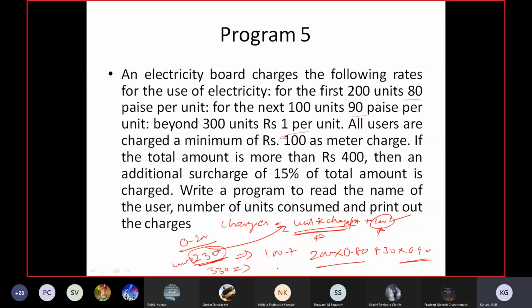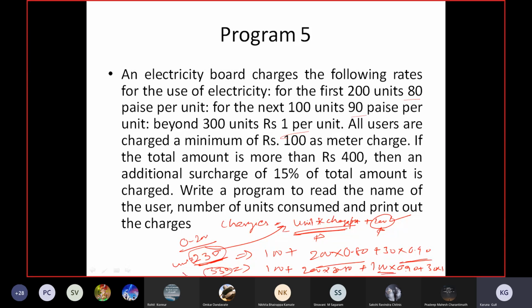If it is more than 300, let's assume 330 units. For 200 units, we charge 80 paisa. Then beyond that, for the next 100, I am charging 90 paisa. Then 30 into 1 rupee. Now I've given these values here, so on that basis you are writing these things.